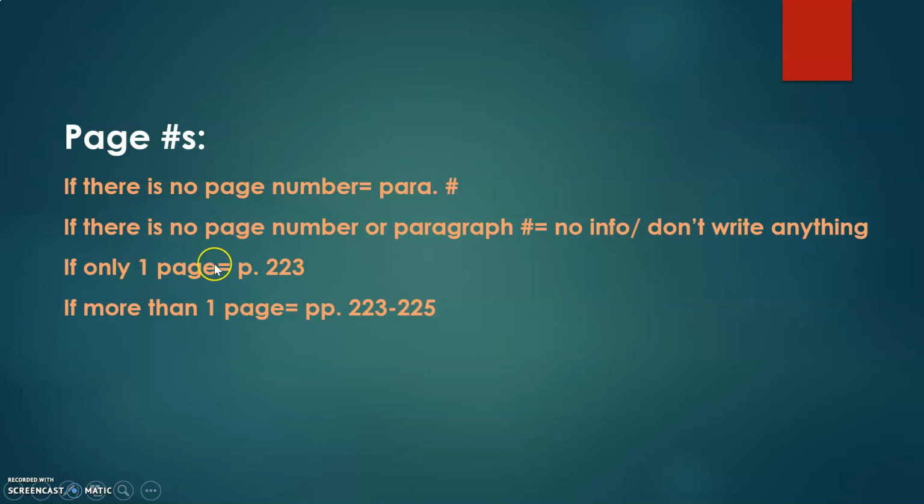If you are referring to only one page, this is how you show it with P and dot, and you give the page number. If it is more than one page you are referring to in the text or on your reference page, this is how you write the page numbers. You write P, and dot, then give the page range.